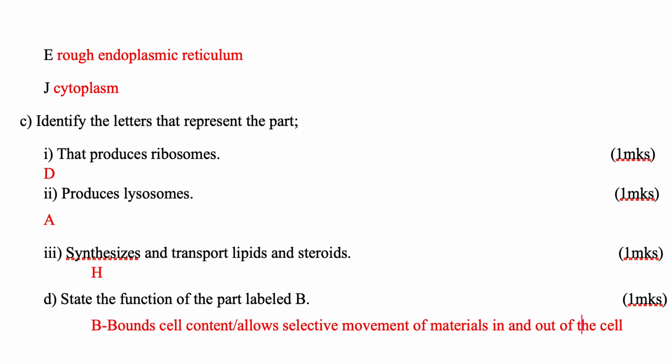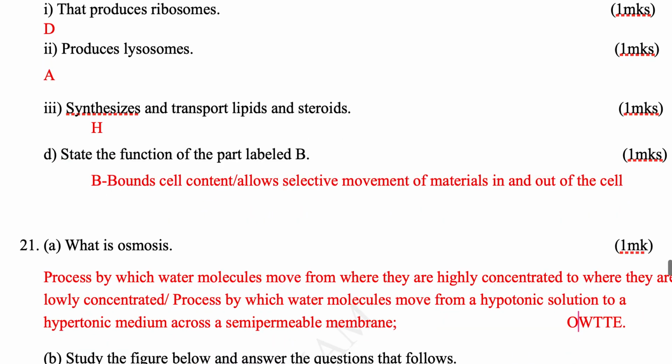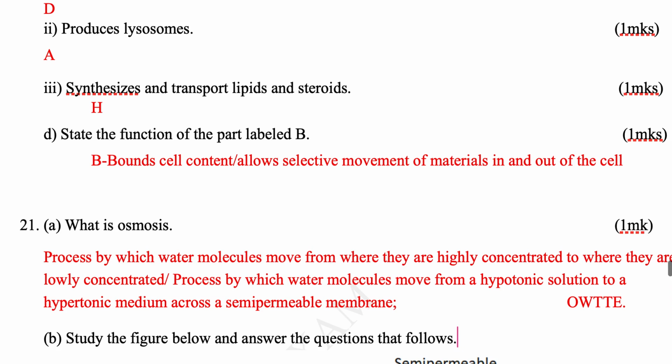State the function of the part labeled B. B is the boundary cell membrane. It allows selective movement of materials in and out of the cell. Question 21a. What is osmosis? It is a process by which water molecules move from where they are highly concentrated to where they are lowly concentrated. Or you can say it is a process by which water molecules move from a hypotonic solution to a hypertonic medium across a semi-permeable membrane.